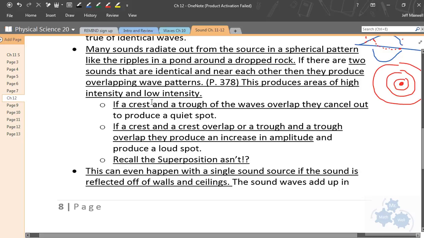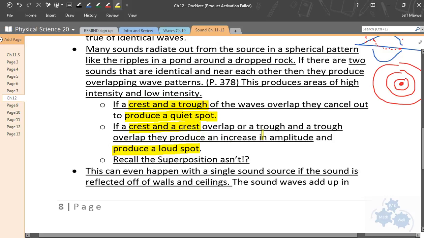So the notes to accompany that: a crest and a trough overlap, they cancel each other out, and that is a quiet spot. Okay, so a crest and a trough produces a quiet spot. A crest and a crest, they would produce a loud spot because it would be an increase in amplitude there. And of course that's just like the superposition of sound.